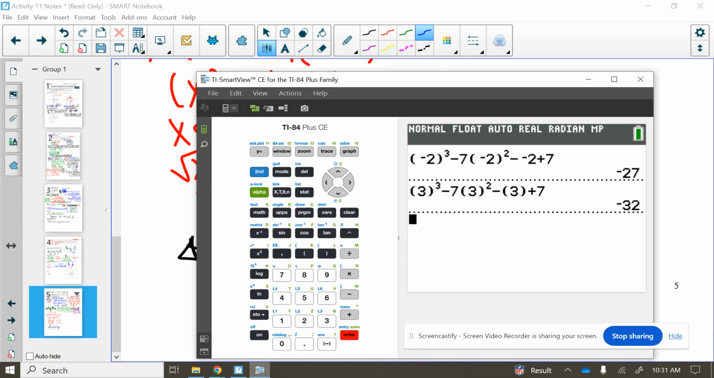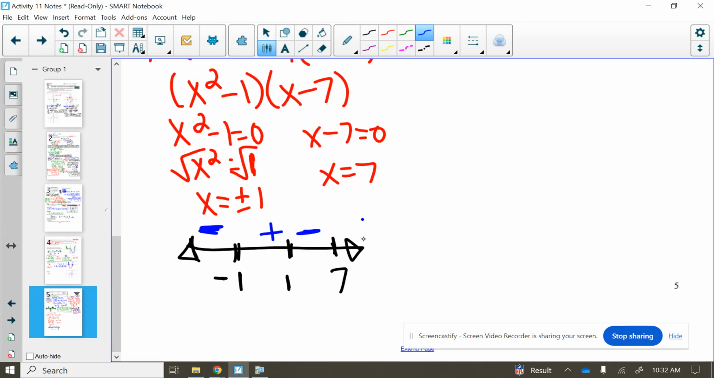And then if we plug in a number bigger than 7, let's say 9, this time we end up with presumably a positive, but we've got to always double check. And we see that we do have indeed a positive output, so it'll be above the x-axis.